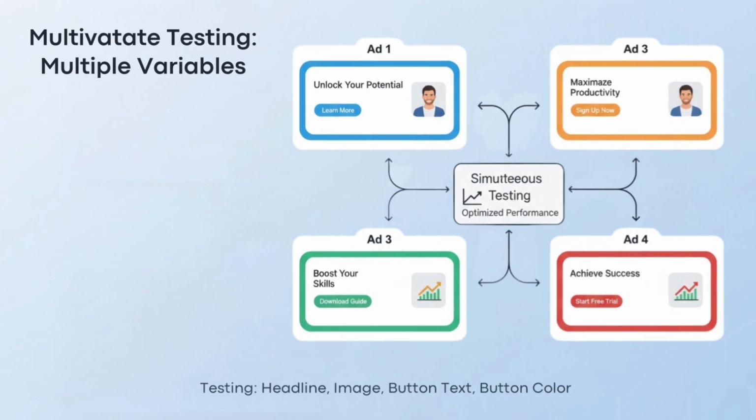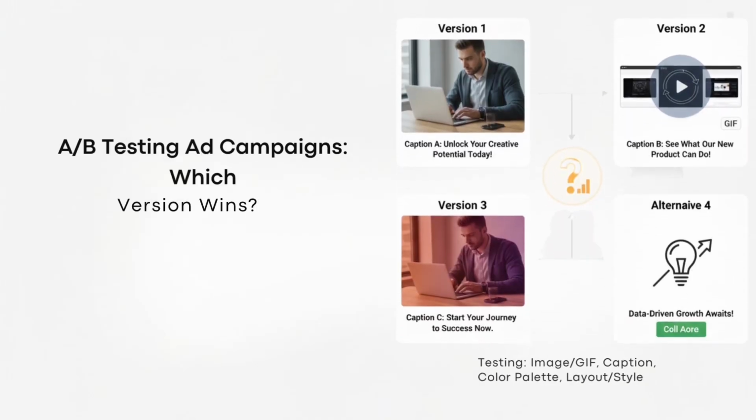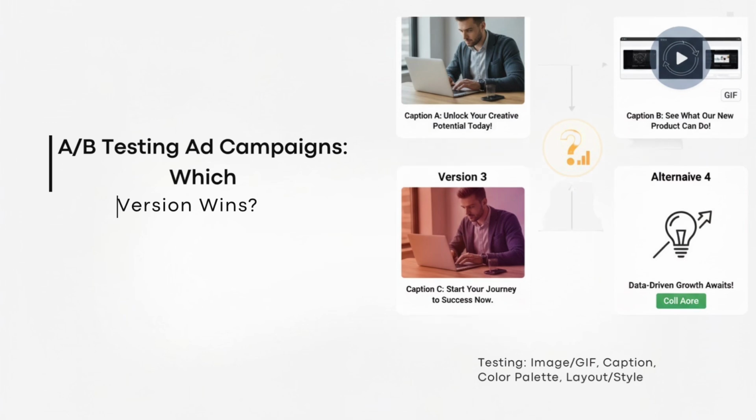On the flip side, multivariate testing is for comparing two or more versions of a post with several differing variables at once. For example, you might create 4 ad variations. Version 1 has an image and caption A, version 2 has a GIF and caption B, version 3 has a different color scheme and caption C. This type of testing is great for monitoring how an entire combination of elements performs against another combination.